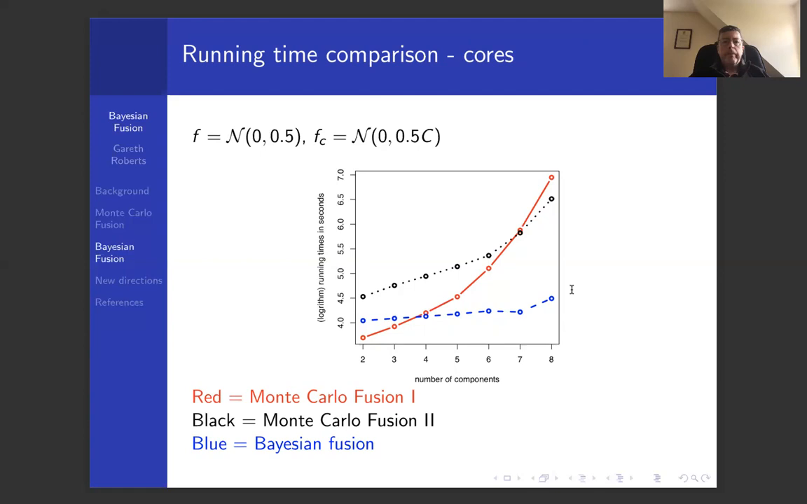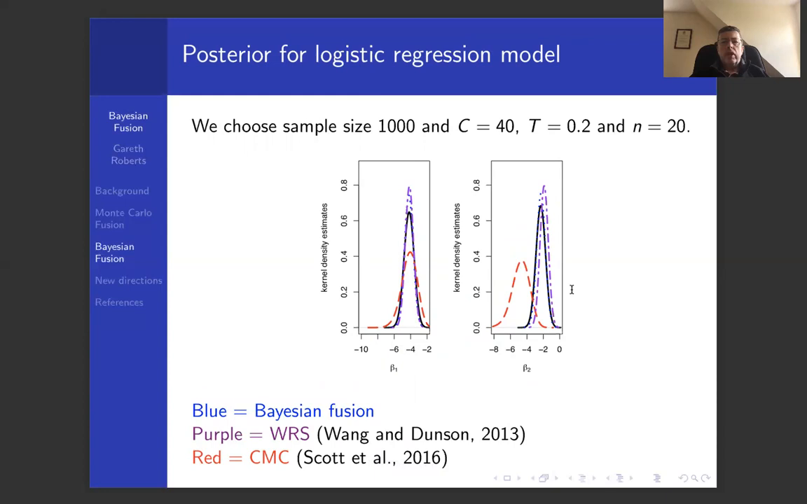Here's a simple logistic regression example in which we've compared our method, which is given in blue, and there's also the black true density in this case. And we've compared our analysis to two of the competitor algorithms, the Weierstrass sampler of Wang and Dunson, and the consensus Monte Carlo method, which we described earlier. And we can see that the other methods do give substantial bias, and the Bayesian fusion model seems to be much closer to the truth.